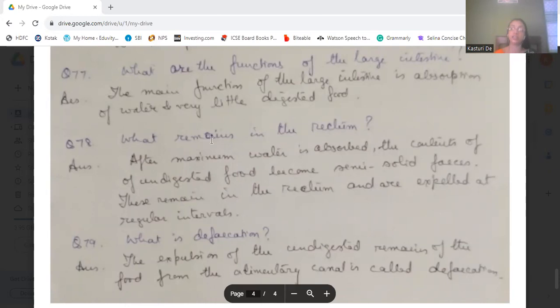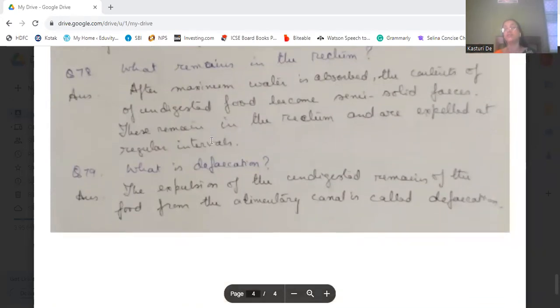Now, this expulsion of the undigested remains of the food from the alimentary canal at regular intervals is known as defecation. Okay. So what is defecation? This is the definition of defecation. That is the expulsion of undigested remains of the food from the alimentary canal. Okay. So this much for today.